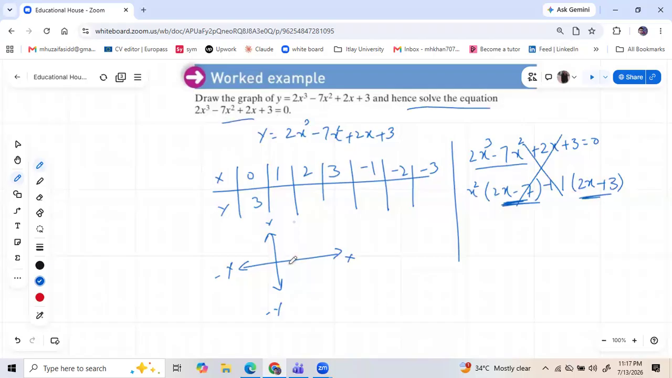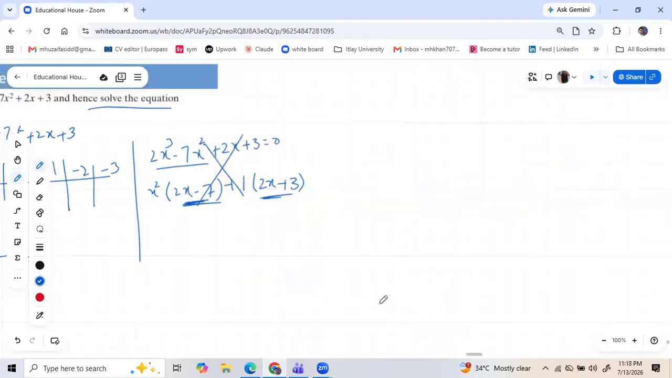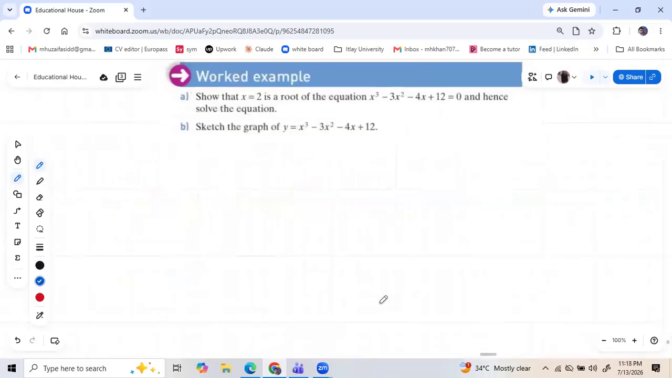When you draw the graphs, you can check the points where our equation touches the x-axis, and you mark these points, and you say that these are the solutions of that equation. Got it? Yes. Okay, now I'm moving to the next problem. Look at it here. Show that x equal to 2 is a root of the equation, and hence solve the equation.